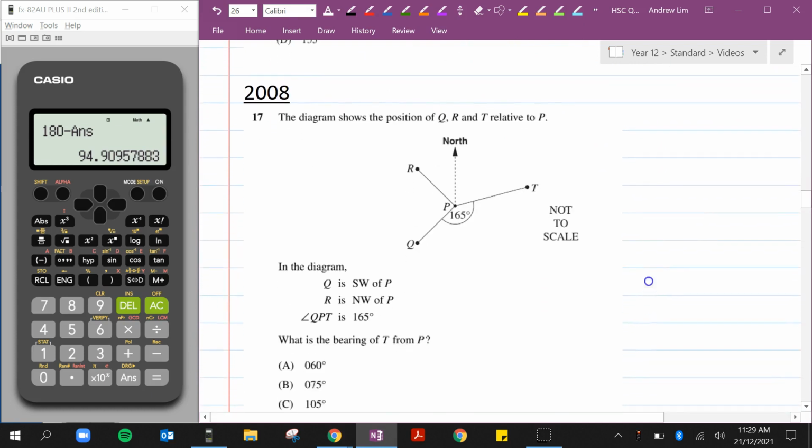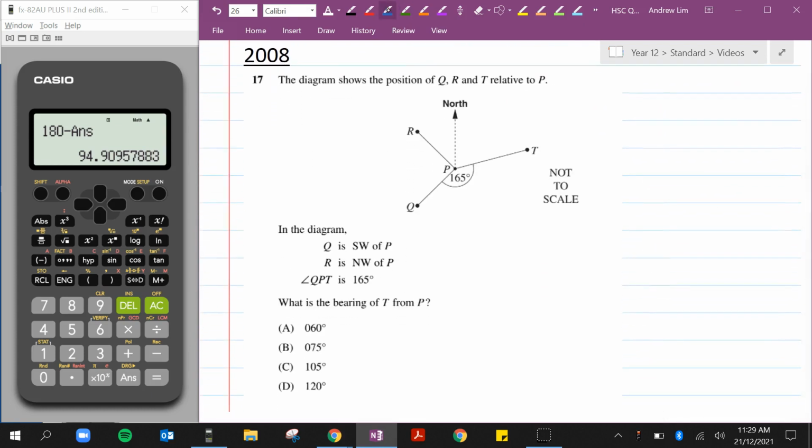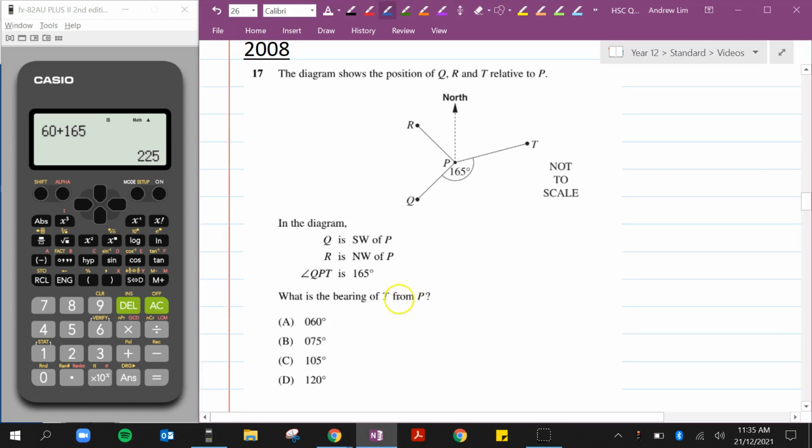Right, question 17 of the 2008 paper. The diagram shows the position of Q, R, and T relative to P. In the diagram, Q is southwest of P, R is northwest of P, and angle QPT is 165 degrees. What is the bearing of T from P? So it seems like from P means north of P until we hit T. We actually want to work out how big this angle is.